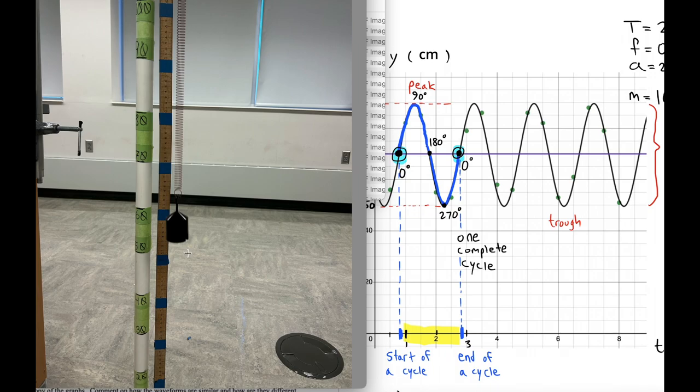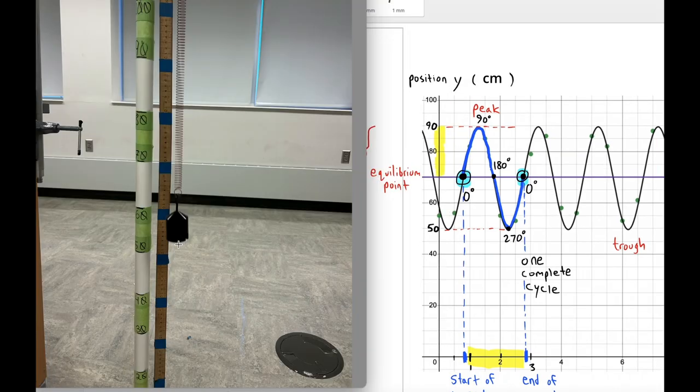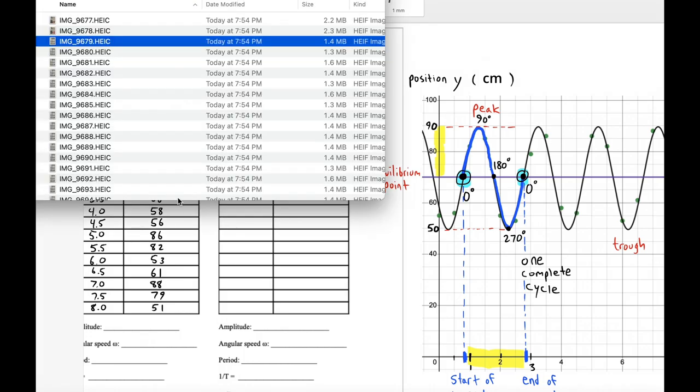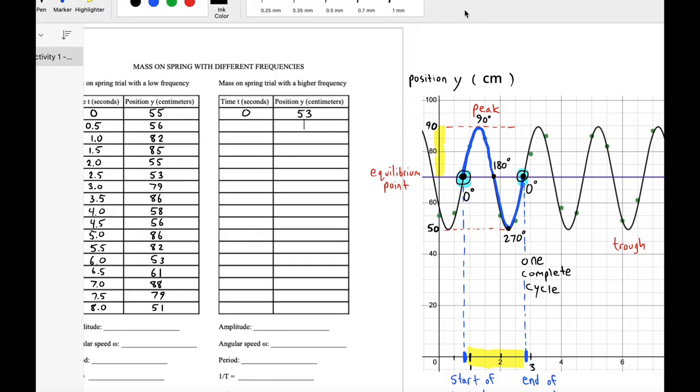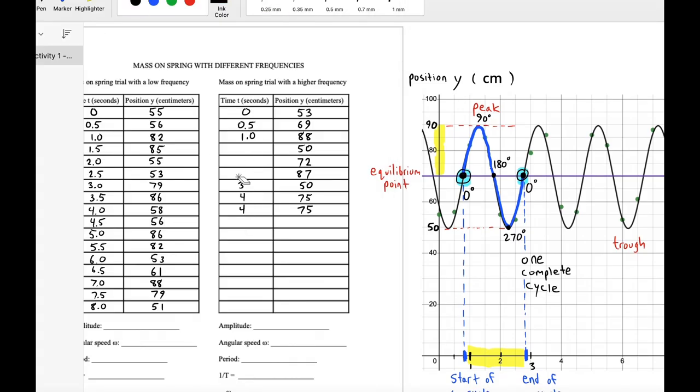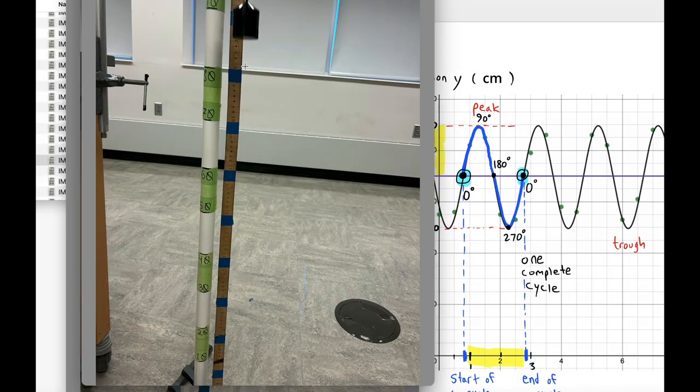Okay, so as we can see here, this is the 500 gram mass. I can tell because it's smaller than the other one. And it also obviously had the 20 centimeter amplitude because I can see that it went way below 60 here. So let's get the data for this one and see how it compares. So our first position looks like 53. Perhaps 69 and 85.